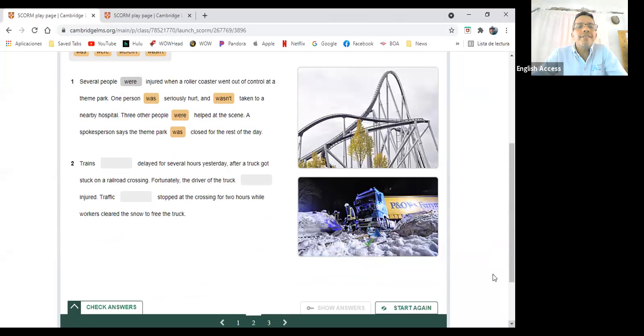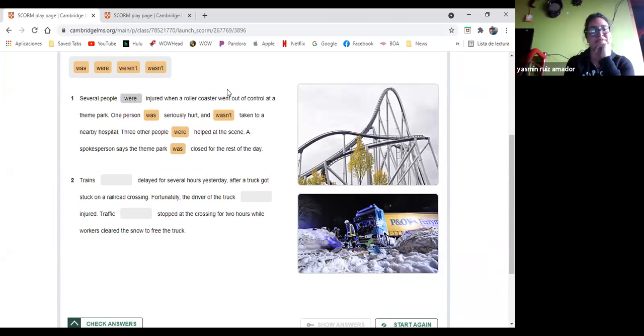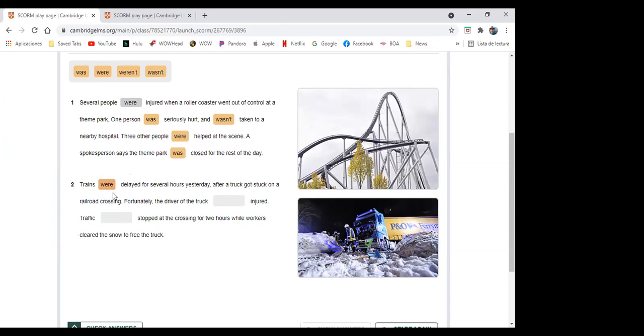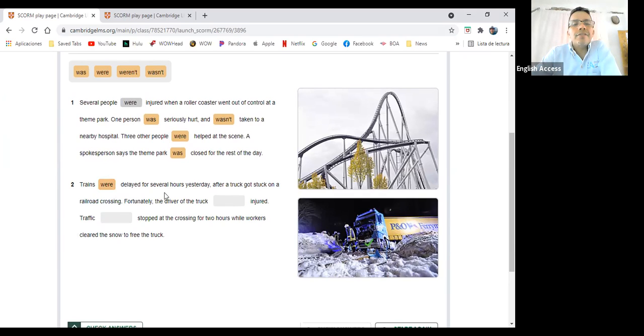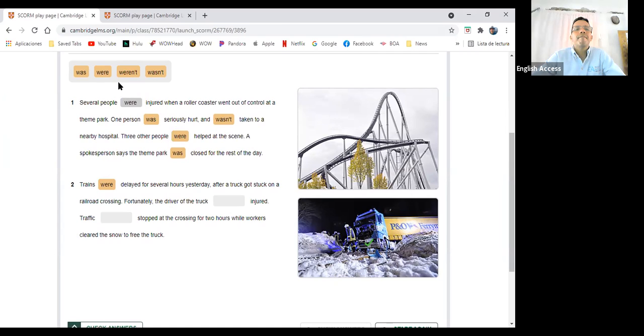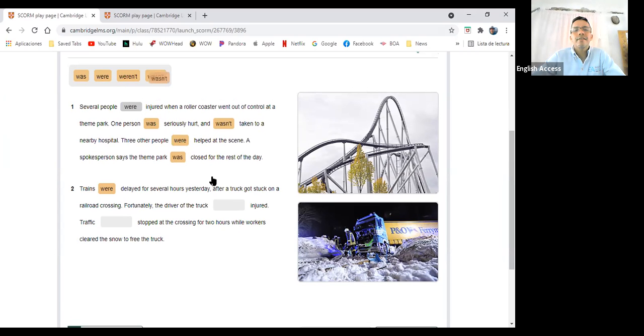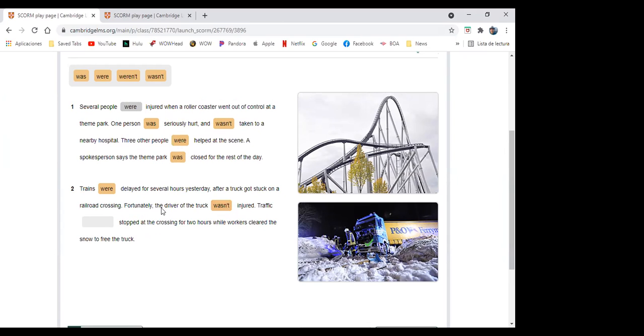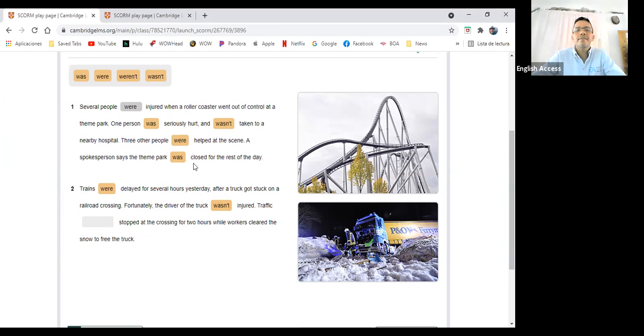Number 2, trains. Were. Remember, trains were delayed for several hours yesterday after a truck got stuck on a railroad crossing. Fortunately, the driver of the truck wasn't. Yeah, this is negative. When it says fortunately, yes, we need to understand the context.